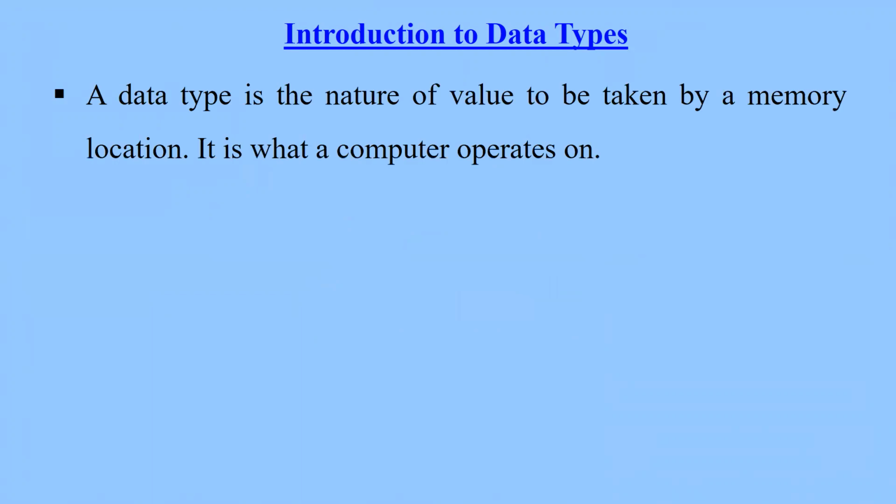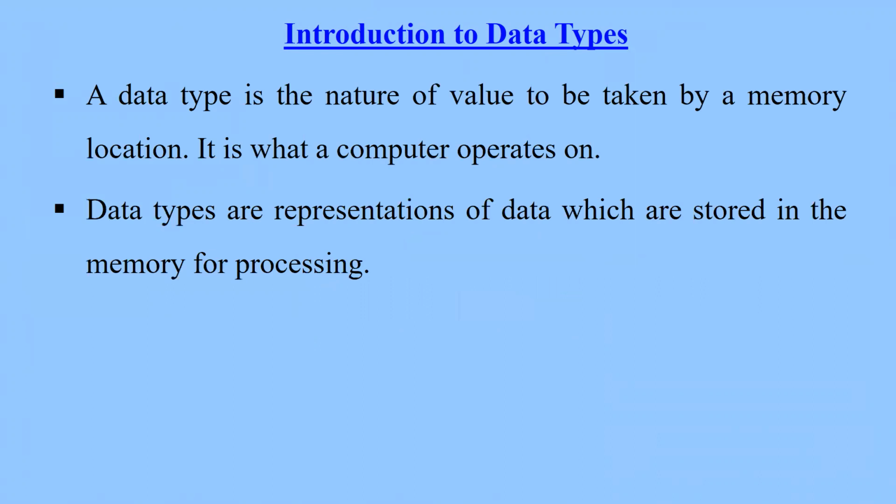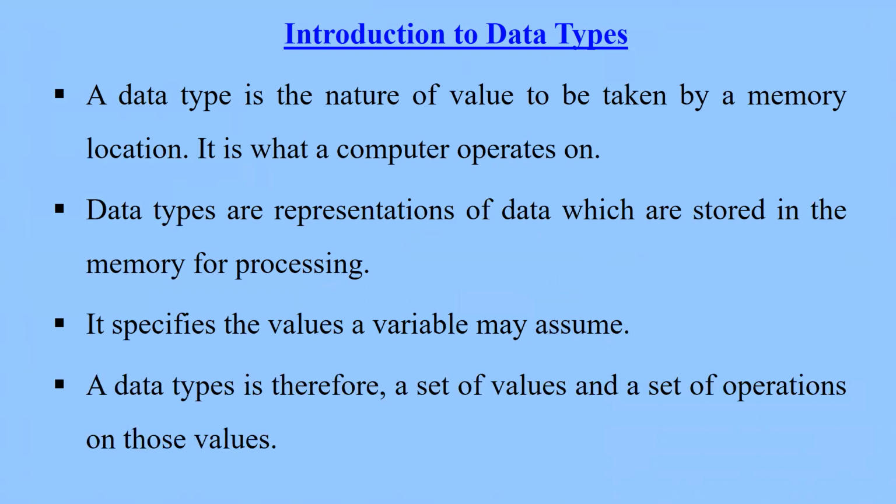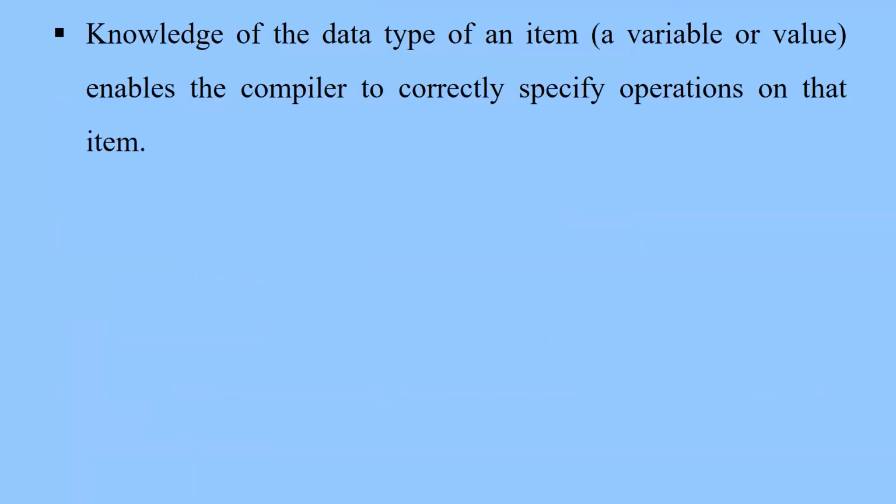A data type is the nature of value to be taken by a memory location. It is what a computer operates on. Data types are representations of data which are stored in the memory for processing. It specifies the values a variable may assume. A data type is therefore a set of values and a set of operations on those values.